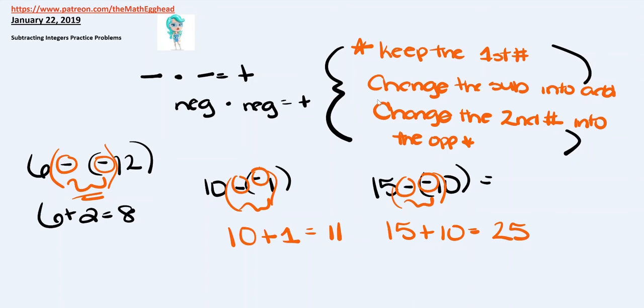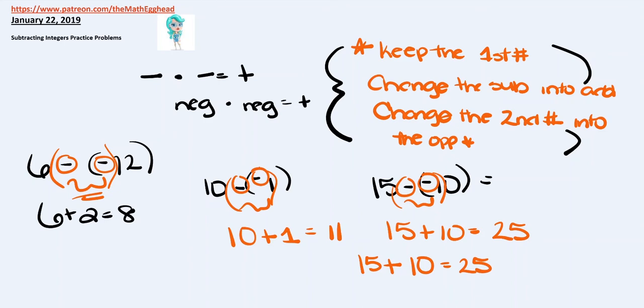And it's still the same rule that we mentioned before. Keep the first number, change the subtraction into addition, and change the second number into the opposite. So the opposite of negative 10 is positive 10, which is 25.